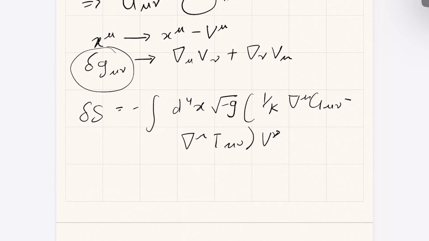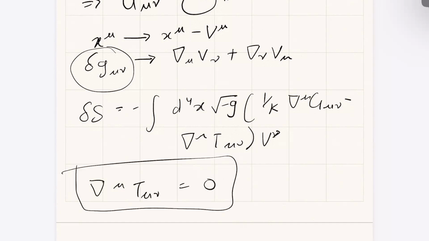So therefore, this also implies that this equals 0, which is testament to the theory that this works. And this is indeed conserved even when I make a coordinate transformation. Yeah, so it's diffeomorphism invariant.